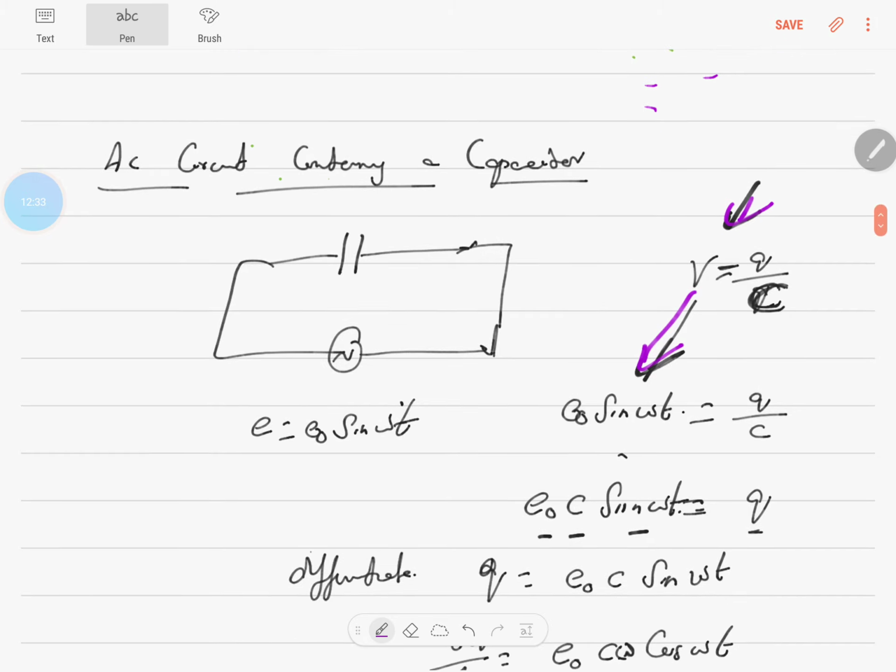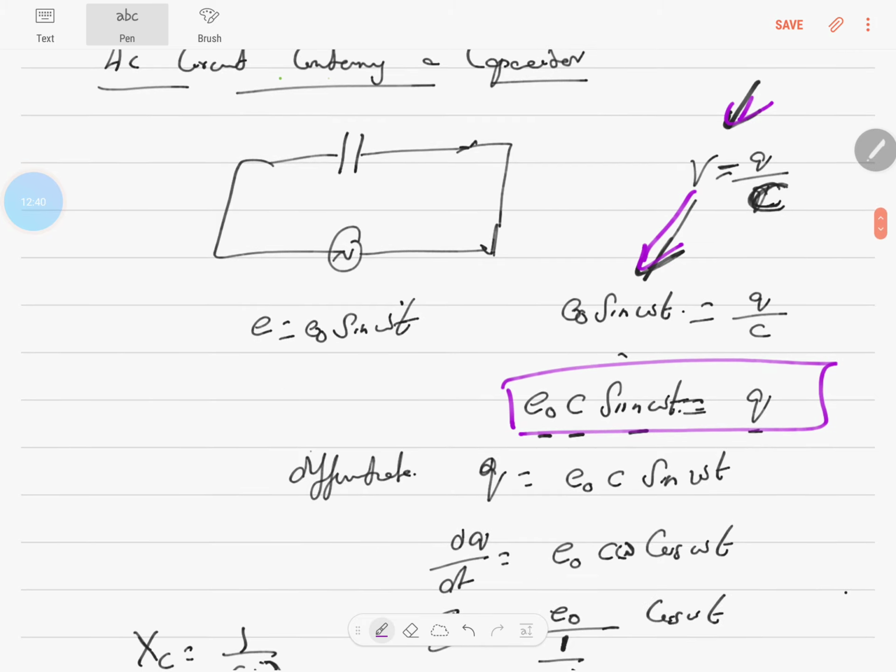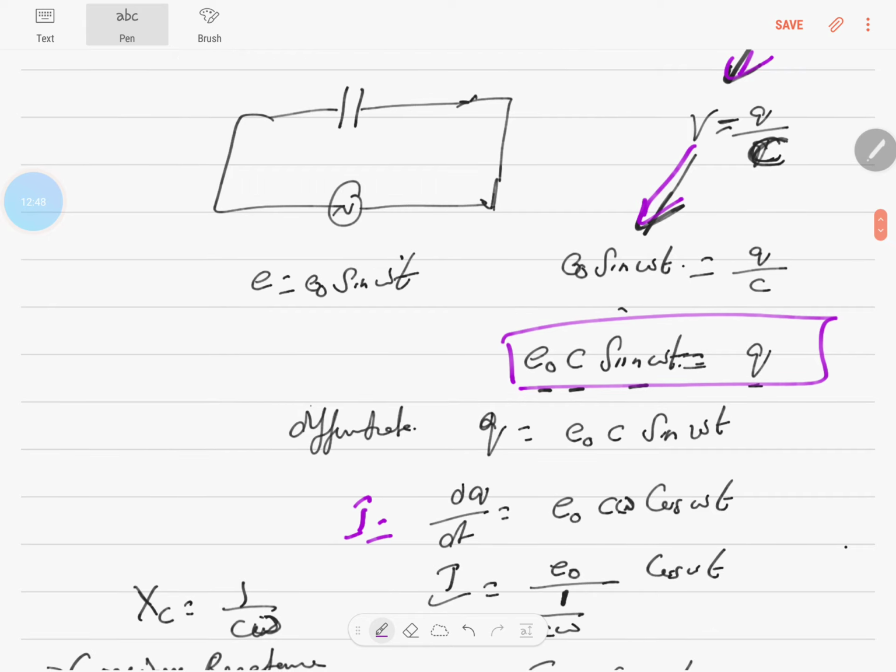Take the C to the other side, and you differentiate. You'll differentiate Q, I'll get current. So I understand that I've got to differentiate in order to get I. So differentiate that. That's quite simple. Sin omega t differentiation is cos omega t into omega. E naught and C are constants, so you get this.